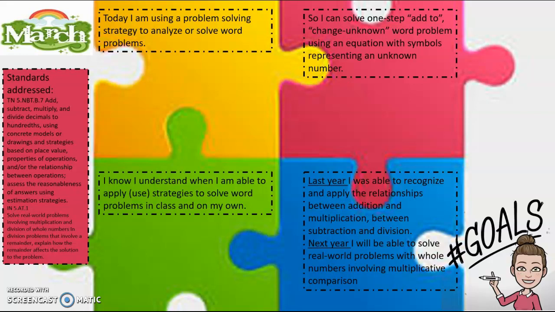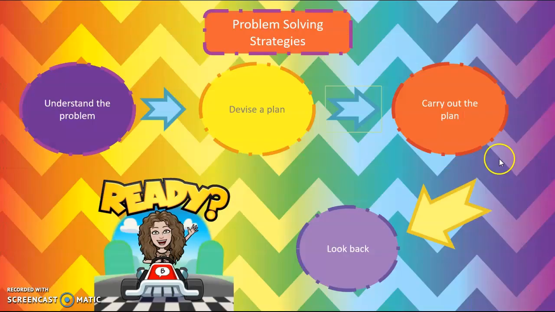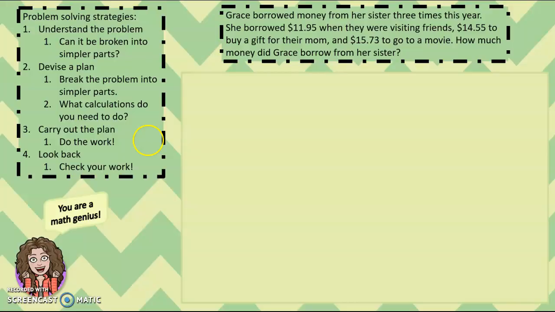You'll know that you understand this when you're able to apply or use strategies to solve word problems in class and on your own. Some problem-solving strategies that we've used in the past and that we will continue to use is the first step is to understand the problem. Then we need to devise a plan, and then we carry out the plan, and then we're going to look back and make sure that our answer is correct. So let's look at how we can become math geniuses today.